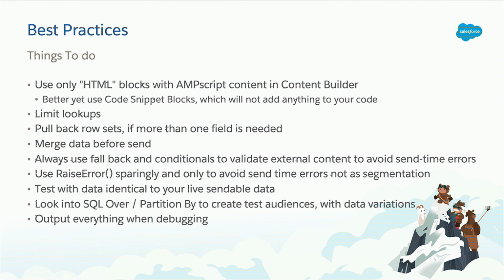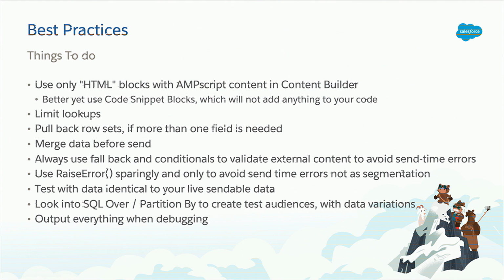The problem is that you'll still pay for that subscriber being sent to. So it's a great function for preventing bad things from happening or a send being killed, but don't use it as segmentation. Don't say raise error for everyone who's male when you're sending a female email. Just segment the data beforehand. Test your data with identical data.